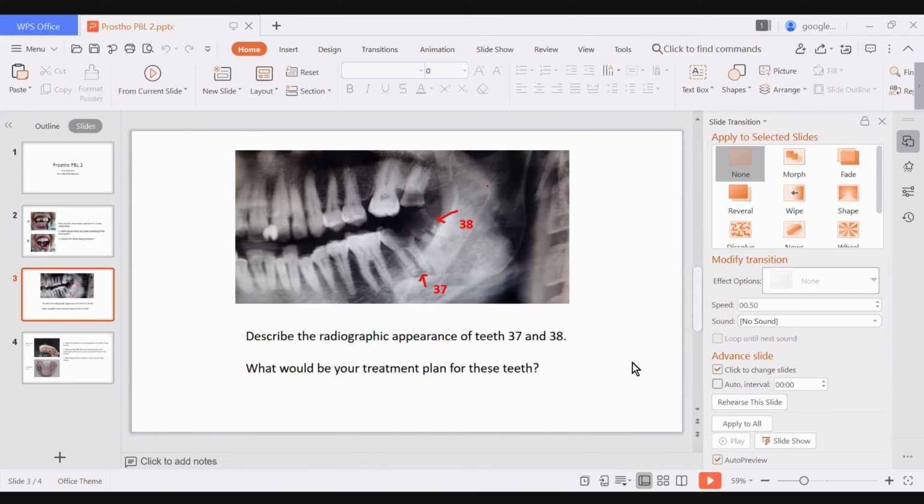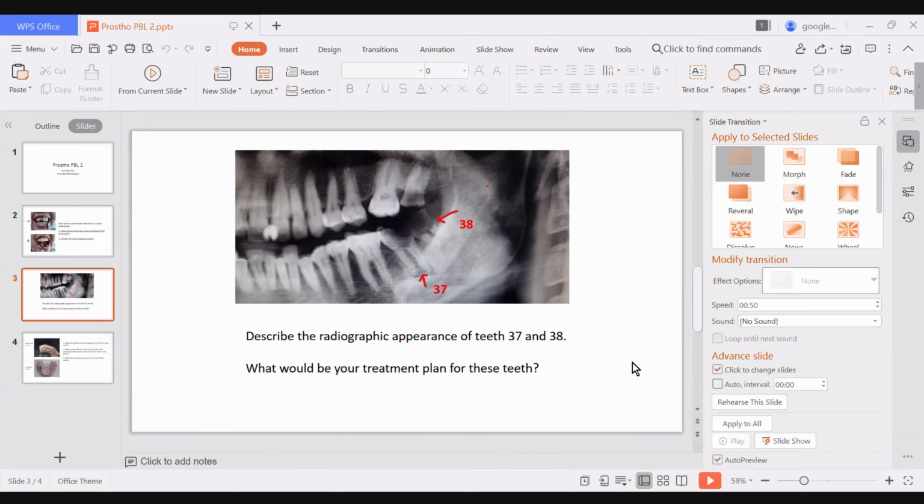Like 38 doesn't have that much periodontal PDL widening at the root, but more on the apical, right? So you can say periapical radiolucency of both roots of 37 and 38. Okay, right? So basically, you've all described what you see. Okay, so that's good, right?